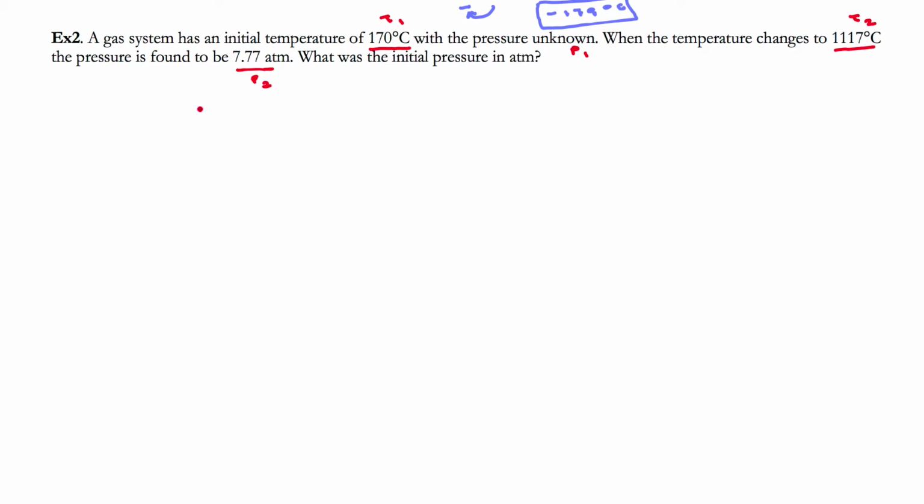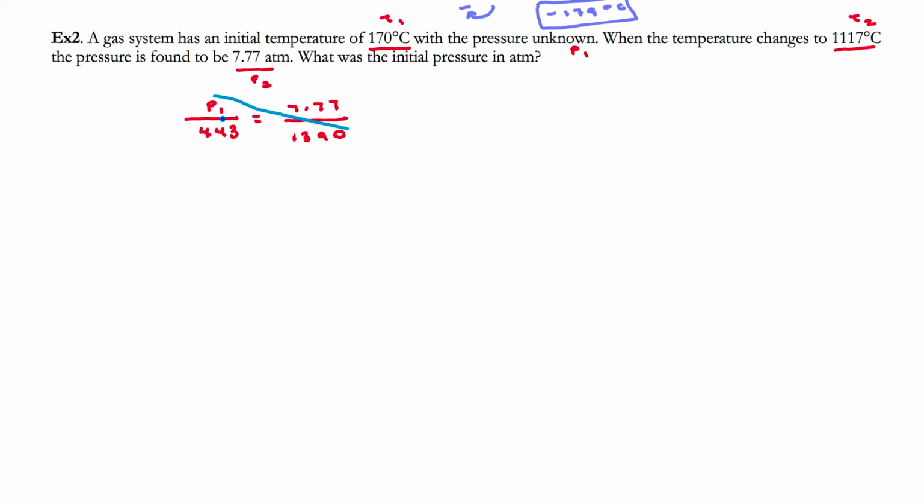So P1 over T1 equals P2 over T2. I don't know my P1, so I'm going to put it up top. I do know my T1, it's 170 degrees Celsius. So I need to take 170 and I'm going to add 273 to that to get it into Kelvin, so I get 443. Okay. That equals my P2, which is 7.77, all over my T2. Well, my T2 is 1,117. I need to add to that 273 to get it into Kelvin, and I get 1,390 Kelvin. And now I can solve this.